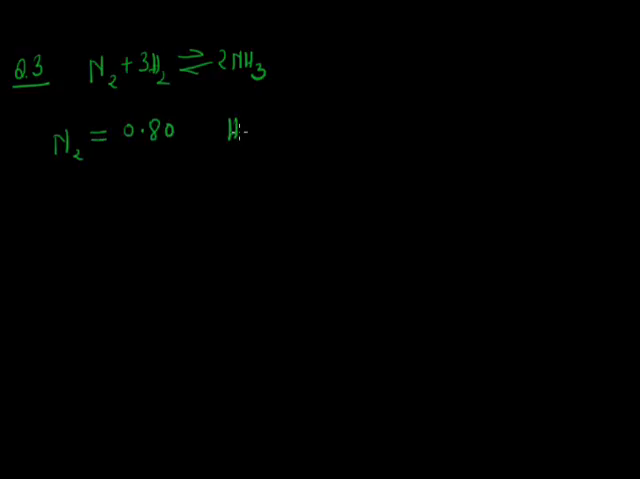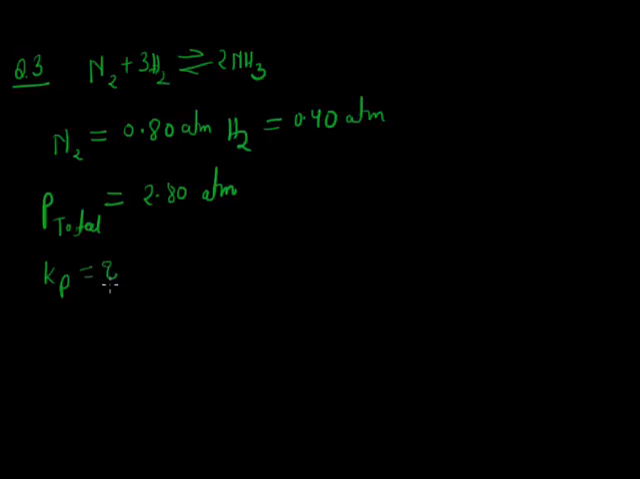Now in the third problem, the reaction is N2 plus 3H2 giving ammonia, that is 2NH3. The partial pressure of N2 is 0.80 atm and that of H2 is 0.40 atm. The total pressure of the system is P total equals 2.80 atm. Now find the Kp for this reaction.